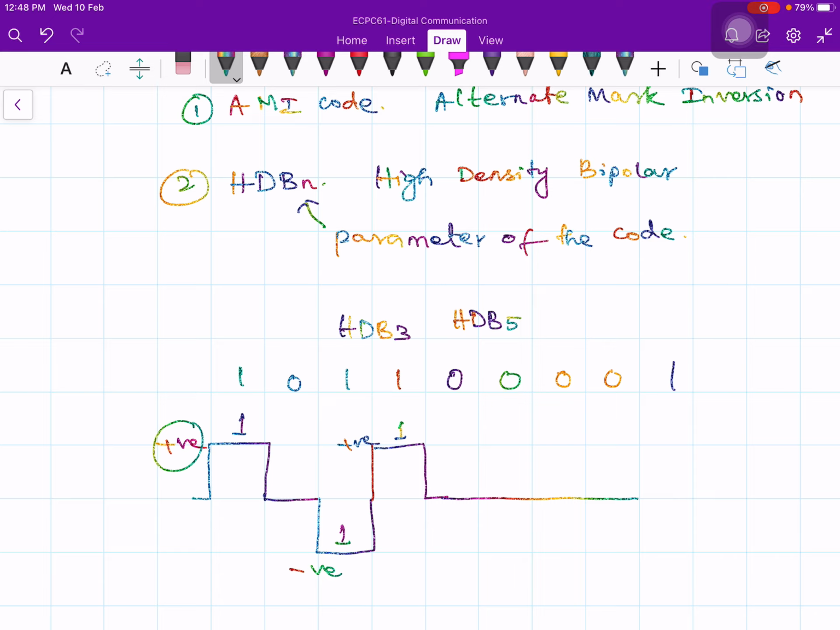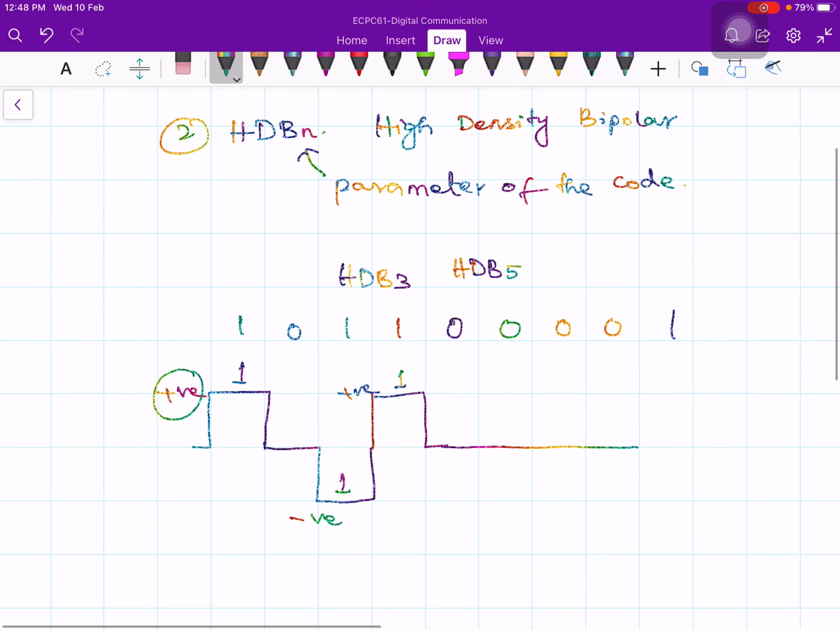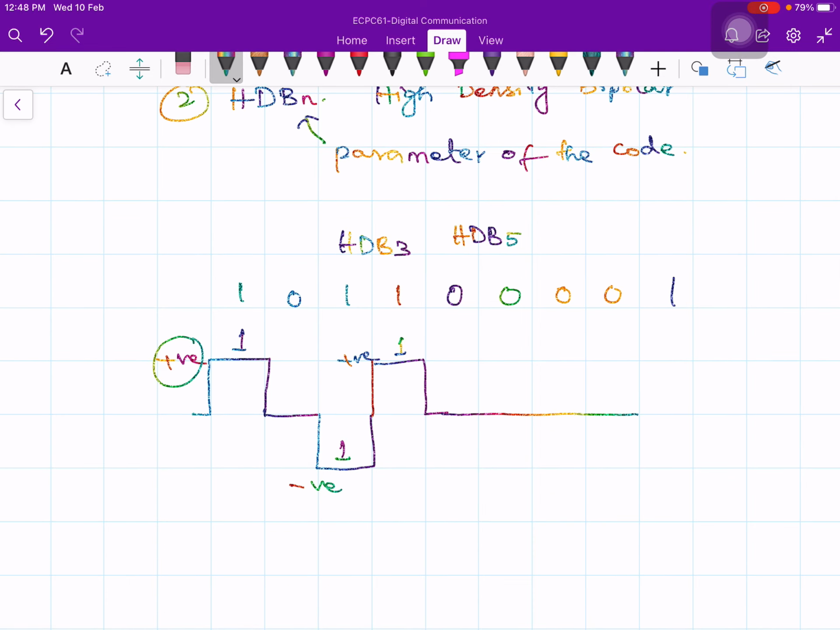Therefore whenever you get 1, its polarity is changing. Like for first one, let us start with positive voltage, and the next one negative voltage, and the next one positive voltage. Keep on goes. For here it is negative voltage like this. So this one is called alternate mark inversion. Mark means positive voltage, and the positive voltage is inverted for every mark.